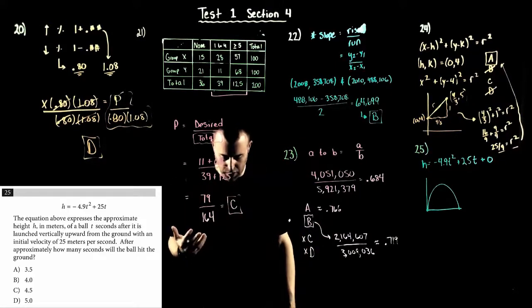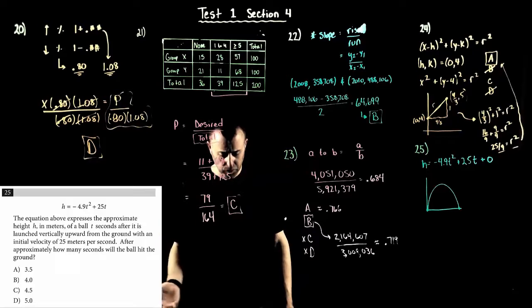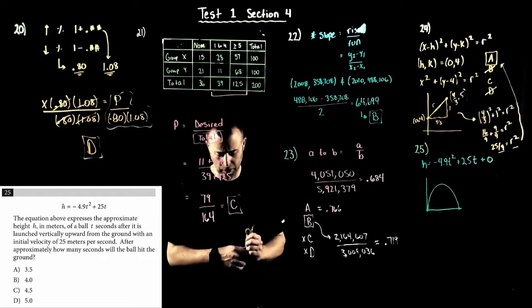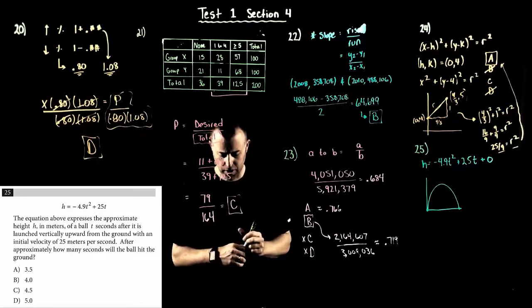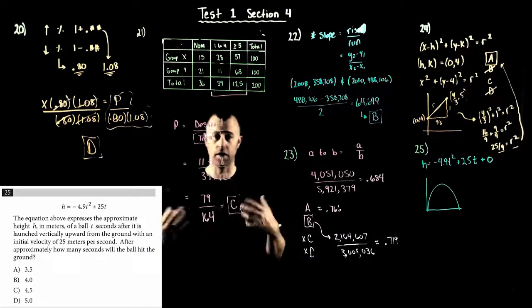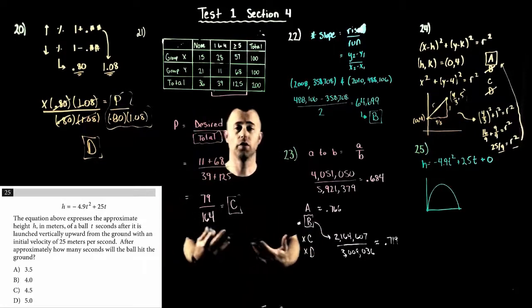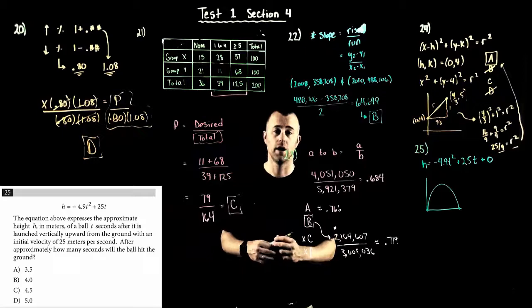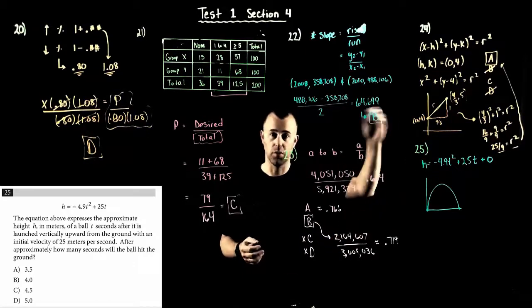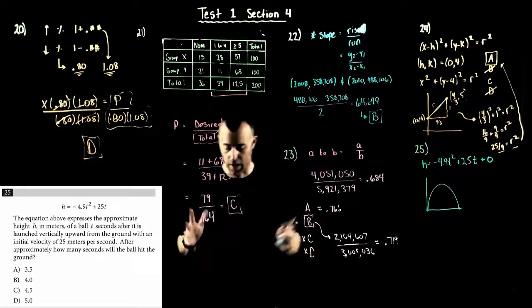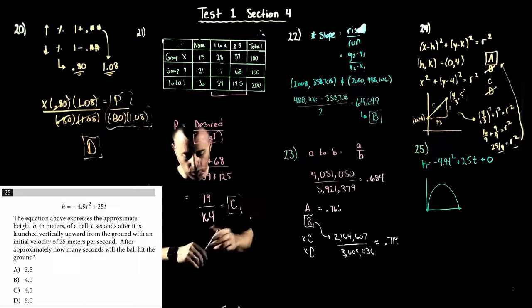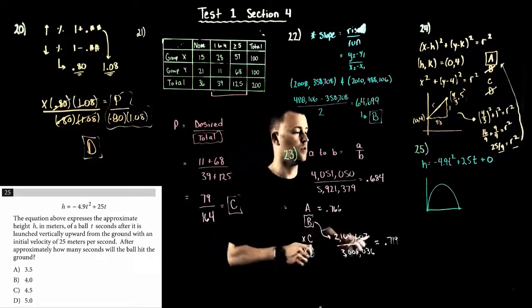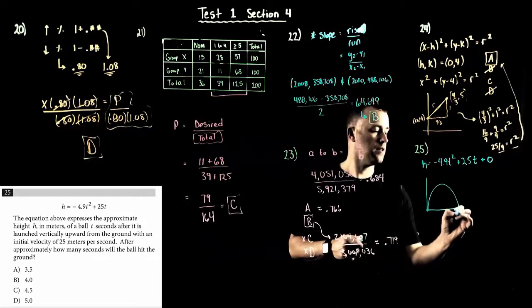So this equation expresses the approximate height of a ball t seconds after it is launched vertically upward from the ground with an initial velocity of 25 meters per second. Now, in the first sentence there, all they're doing is describing the equation, and you can kind of see that picture would match a ball traveling in the air. So that's not really that important. What is important is the question says, after approximately how many seconds will the ball hit the ground? So I want to know when it hits the ground, so I want this value.